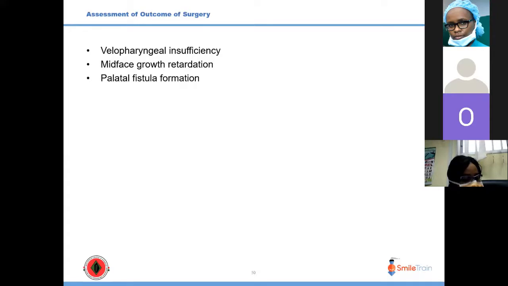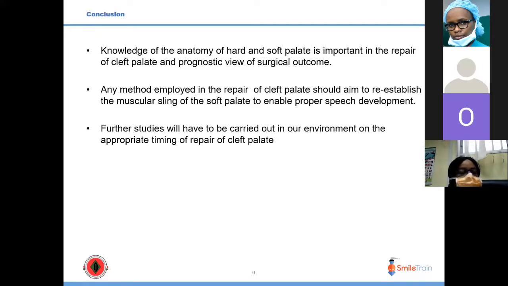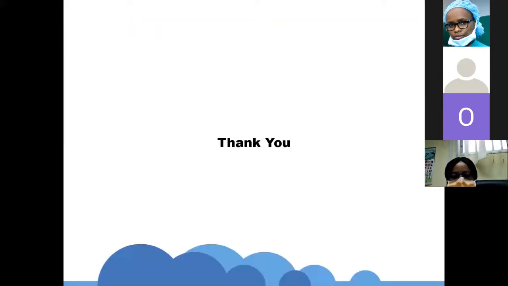So, in conclusion, the knowledge of the anatomy of the hard and soft palate is important in the repair of cleft palate and in the prognostic view of surgical outcome. Any method that we employ in the repair of cleft palate should aim to reestablish the muscular sling of the soft palate to enable proper speech development. Further studies may have to be carried out in our environment on the appropriate means of repair of cleft palate. Thank you very much for your attention.